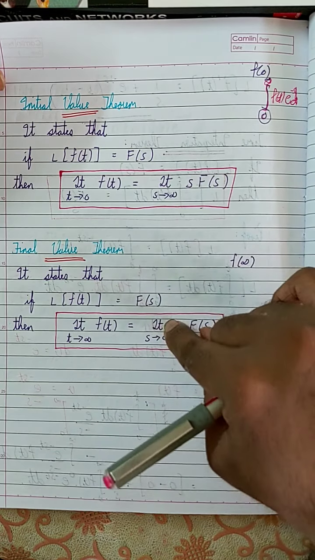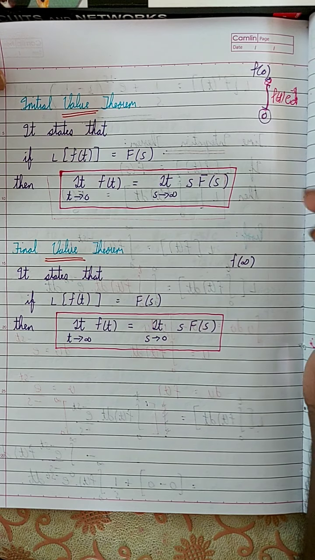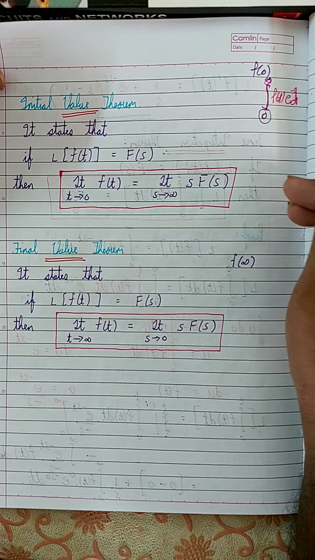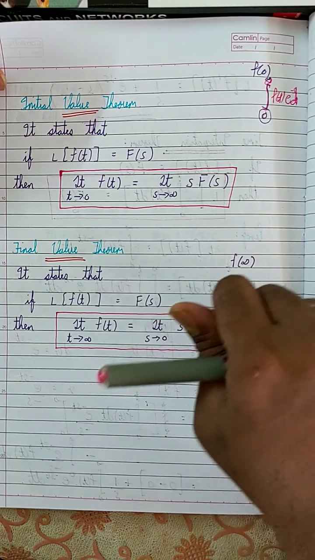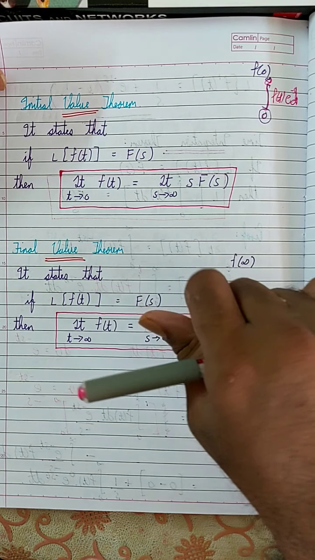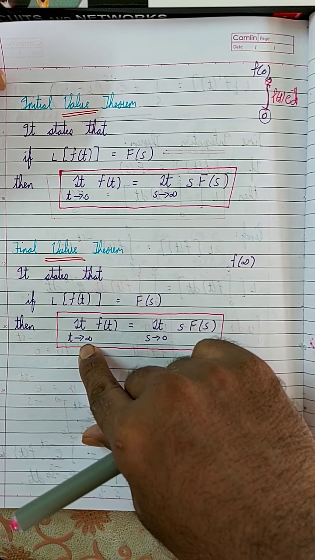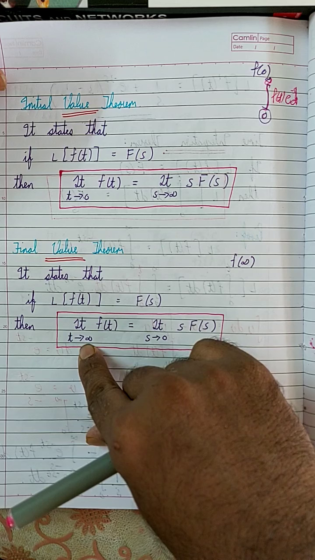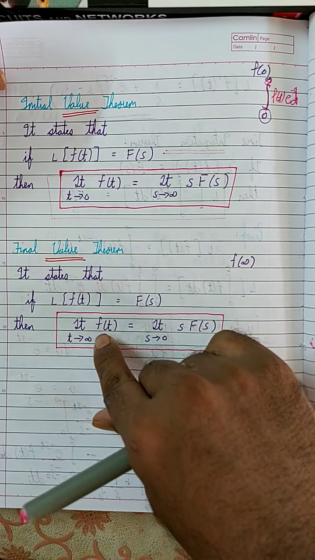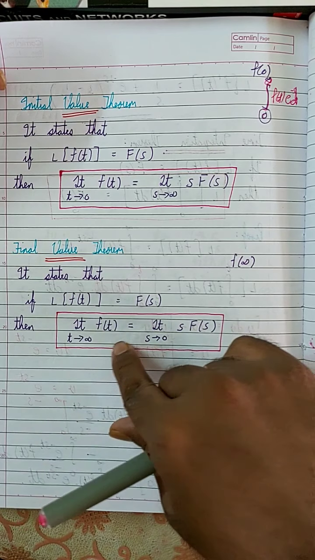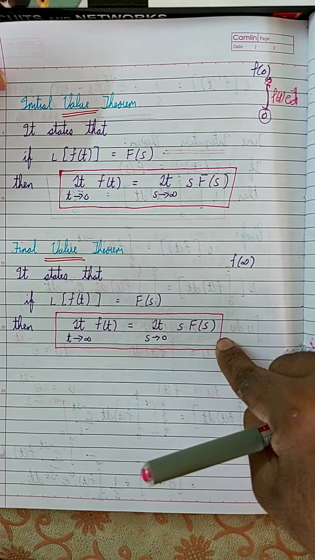Now look at the final value theorem. Here we know that the final value is at infinity, so f of infinity is what you represent as the final value of f of t. According to the final value theorem, just like the initial value theorem, it states that if the Laplace transform of f of t is F of s, then the limit as t tends to infinity of f of t, which is f of infinity, is equal to limit as s tends to 0 of s into F of s.